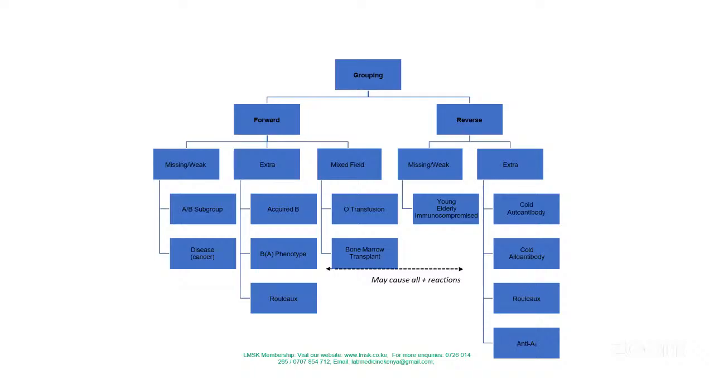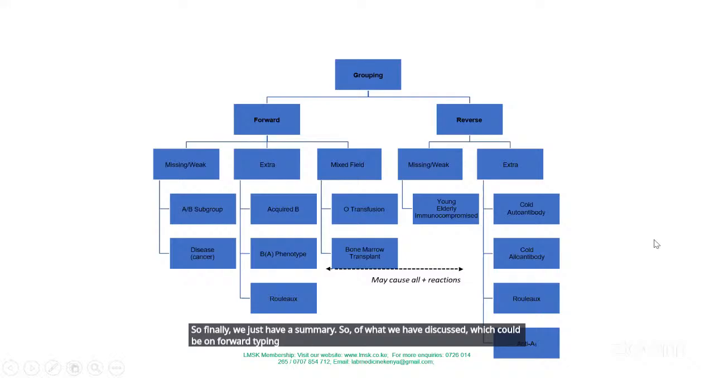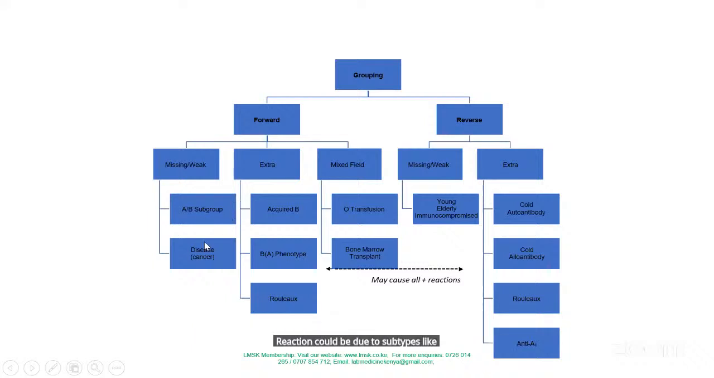So finally, we just have a summary of what we have discussed. On forward typing, we said you are testing for cells. So you could be seeing a missing reaction or a weak reaction, which could be due to subtypes like A or B subgroup. The patient could be having diseases like cancers, the example we gave, like Hodgkin lymphomas. And then extra reactions could be acquired B, it could be the B(A) phenotype, as we had seen. It could also be rouleaux formation, maybe due to excess proteins in the patient plasma. It could be mixed field.